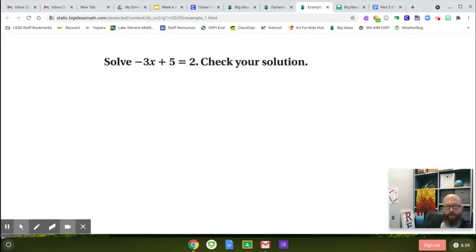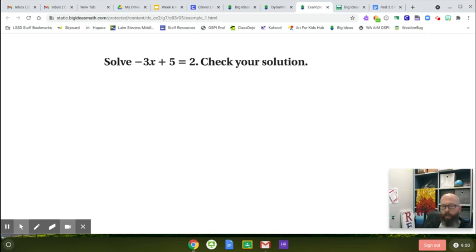This is 3.5, example 1, and now we're getting into some two-step equations. We have to remember inverse operations, negatives, positives, all that good stuff, and we're kind of combining all of it and getting into some real algebra stuff. So make sure you have your notes handy all the time.